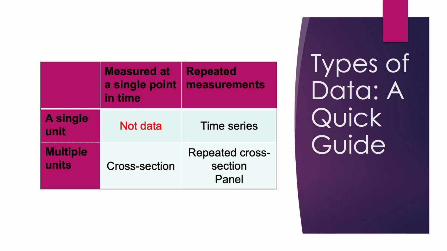So this is just a quick little table to go over different types of data. If you have a single unit measured at a single point in time, you only have one number or one piece of information, so this isn't data. If you have repeated measurements on a single unit over time, you have a time series. If your data are measured at one point in time on multiple different units, you have a cross-section. And if your data are taken in repeated measurements on multiple units, this is a repeated cross-section or panel data.